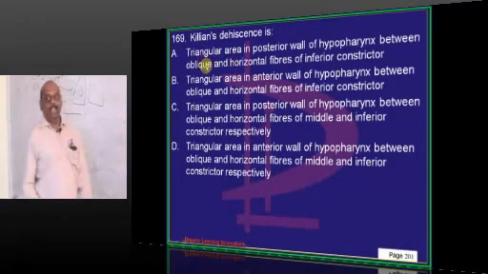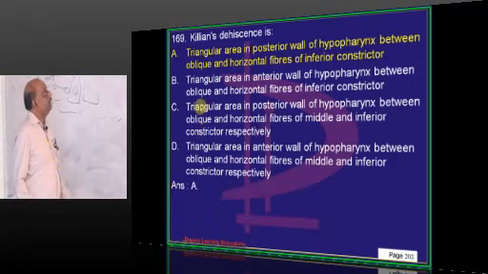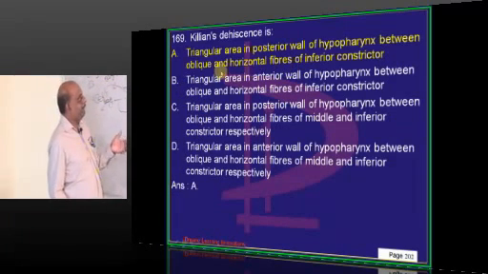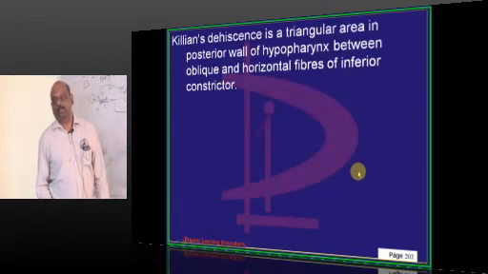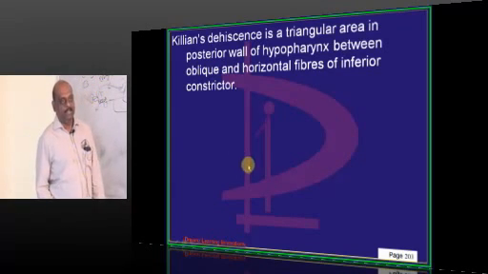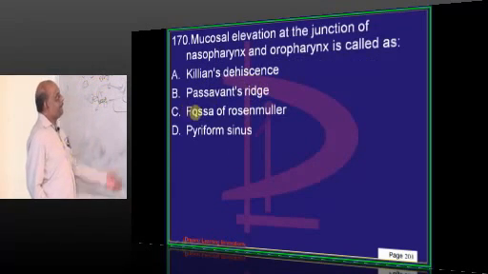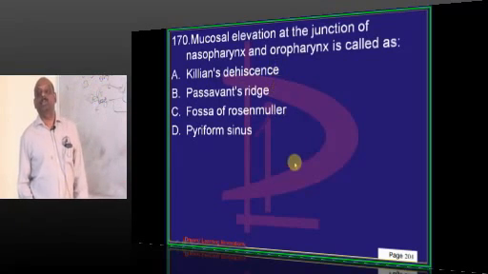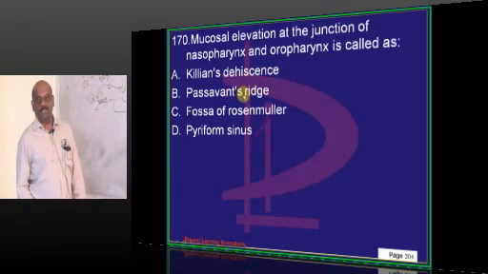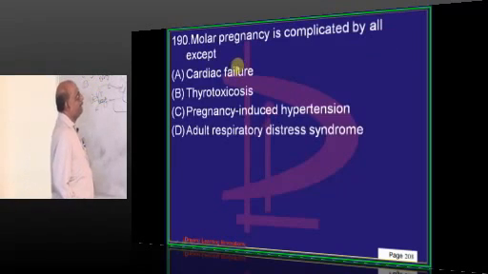Then Killian's dehiscence is what? A triangular area in the posterior wall of the hypopharynx between the oblique and horizontal fibers in the inferior constrictor is what needs to be remembered. And Passavant's ridge is at the junction of the oropharynx and nasopharynx as a mucosal elevation, is what you need to basically remember.